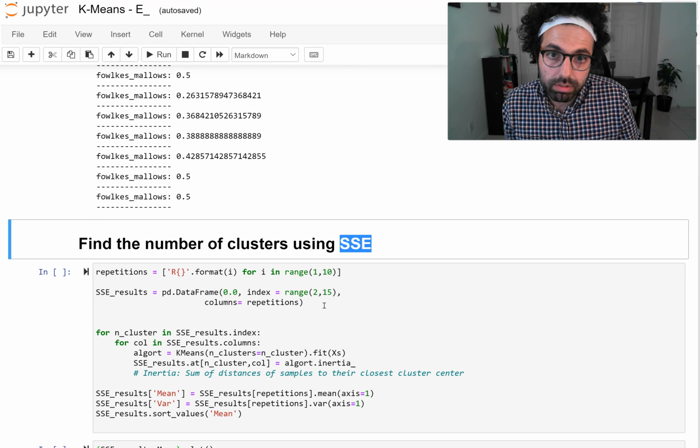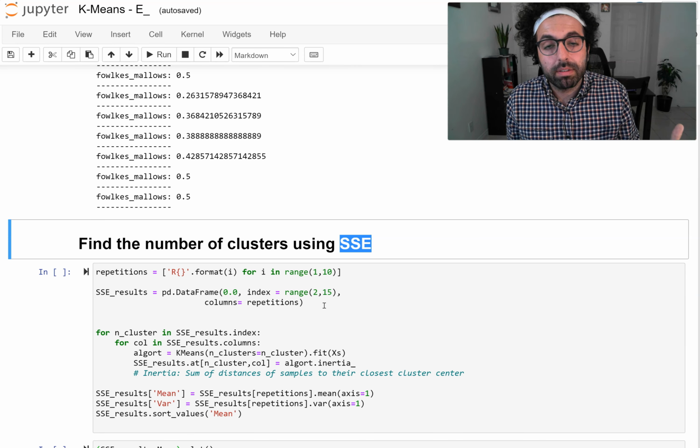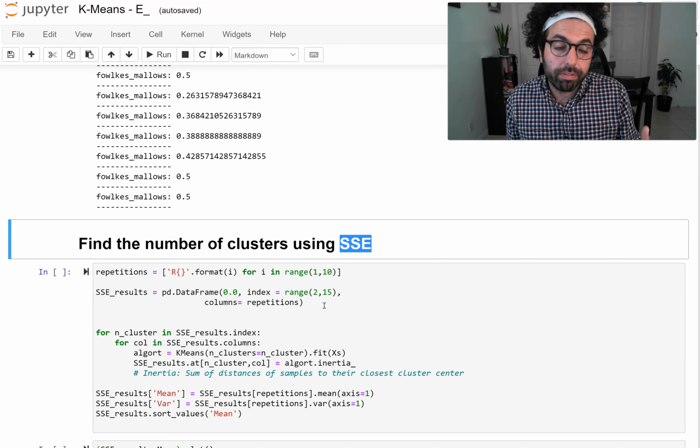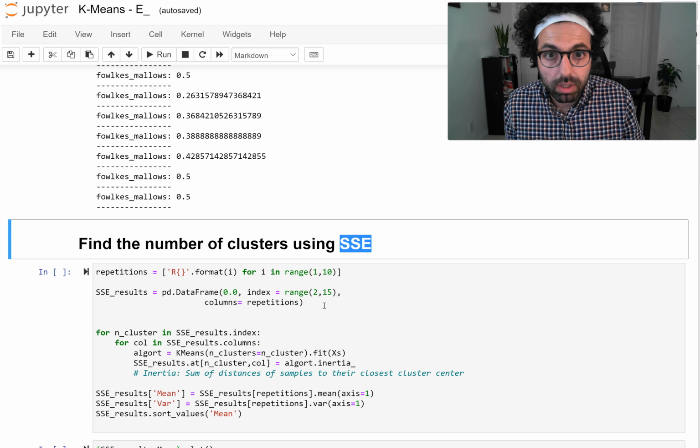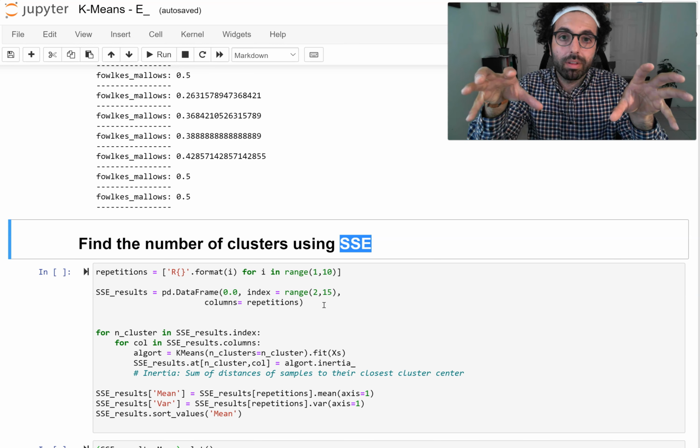Basically, SSE is a value of the distance of each of the data objects from the centroid of its cluster, and the lower this number is for all of the data, the better your clustering. But the trickiest thing about SSE is if you have more clusters, this value is going to be lower. If you have 3 clusters, this value is going to be lower than if you have 2 clusters.